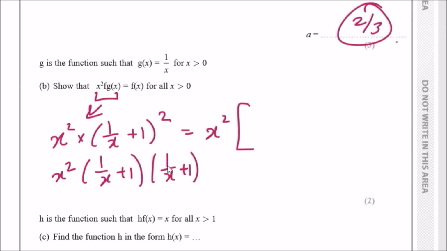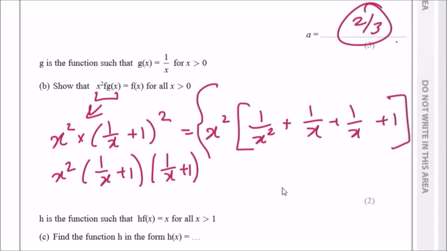We can say 1 over x times 1 over x is 1 over x squared. 1 over x times 1 is 1 over x. 1 times 1 over x is another 1 over x. And lastly, 1 times 1 is 1. Now we just expand the bracket. So let's remember, this is our equation here. Oops, I'm going to use red.